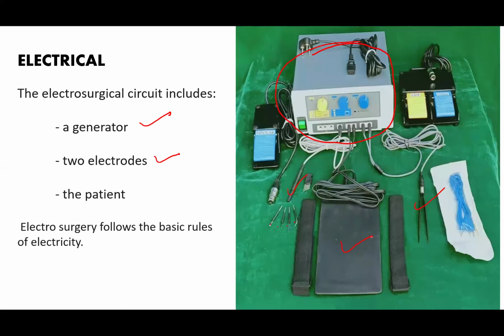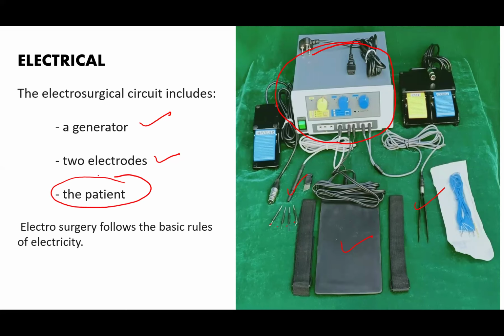You have the active electrode placed on the operating site or the wound. Then you have the indifferent electrode that is placed on the body of the patient. So current is generated from the generator, and it passes from the active electrode into the indifferent electrode through the body of the patient.